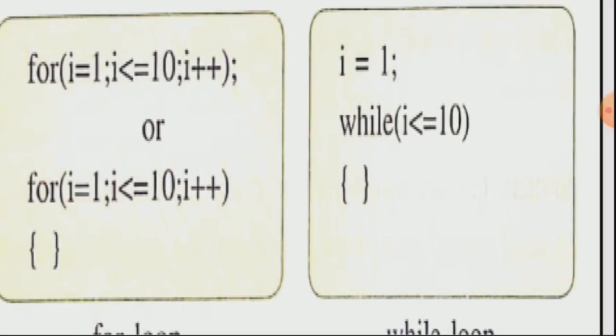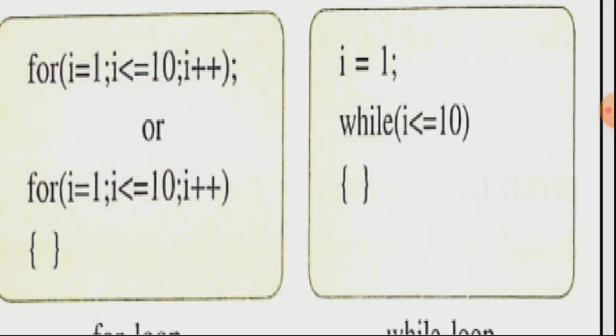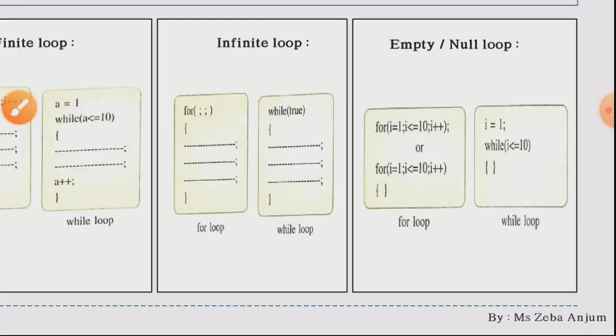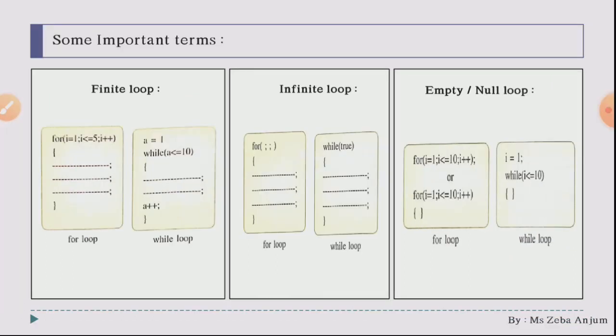Now see the example of a while loop over here. We have i equals 1 and while i less than equals 10, but we do not have any statements for the iteration purpose. So basically these two come under your empty or null loop. Okay, I think these three terms are very clear to you.